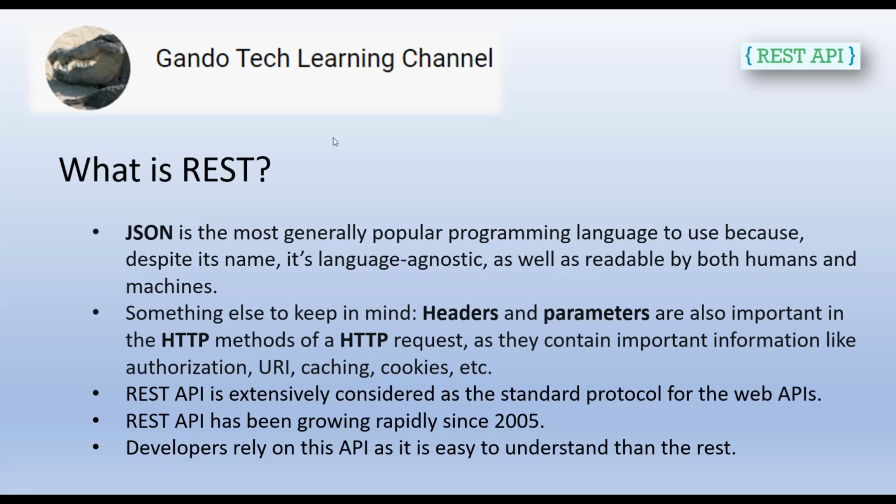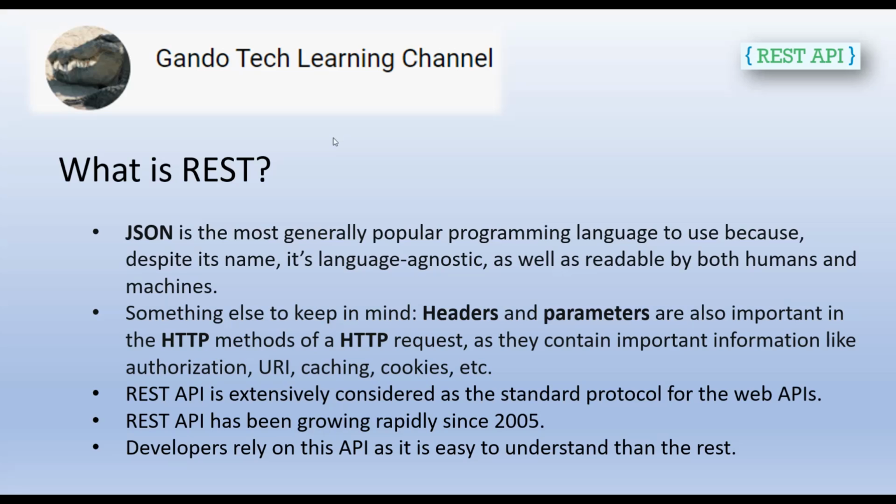And also, as part of the HTTP protocol, we're going to use the headers and parameters once we are, for example, sending the request to the web API, and it could contain any other data like the authorization things, URI things, caching system, and cookies. So these are the most important and very useful things which happen once you are using the API, the web API, actually, RESTful API.